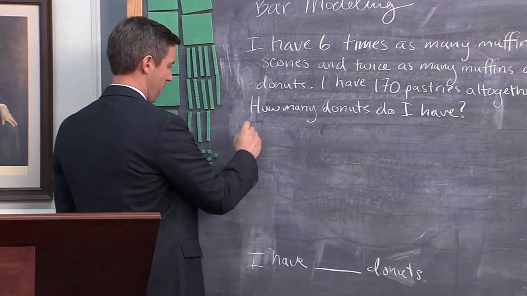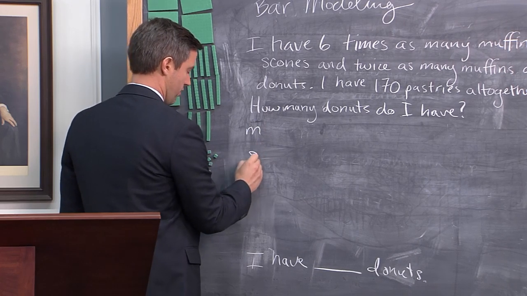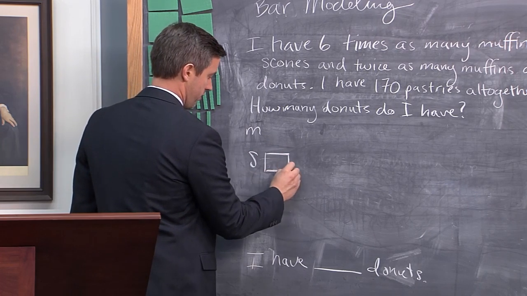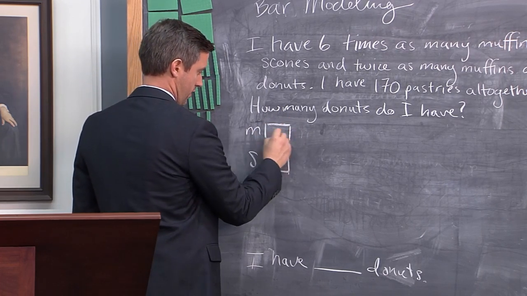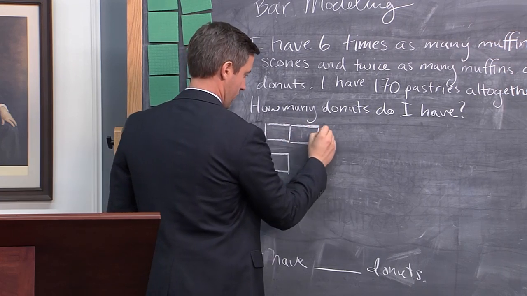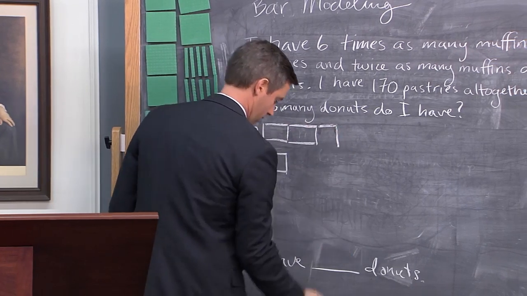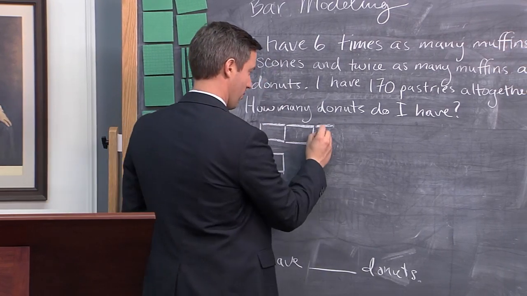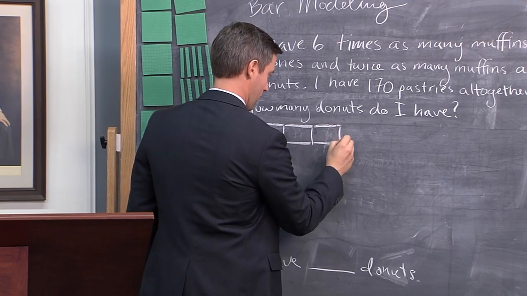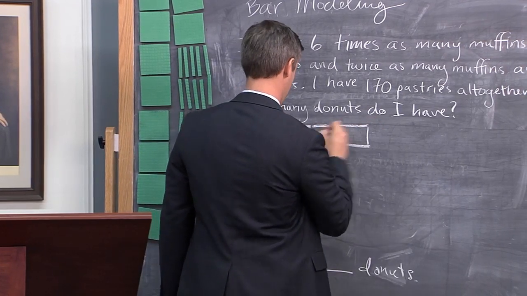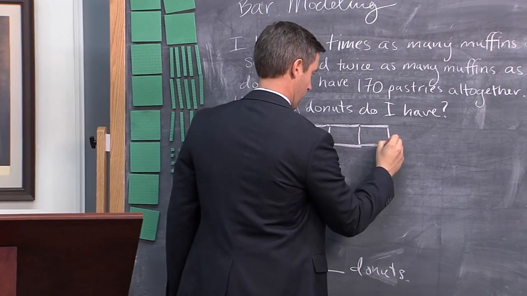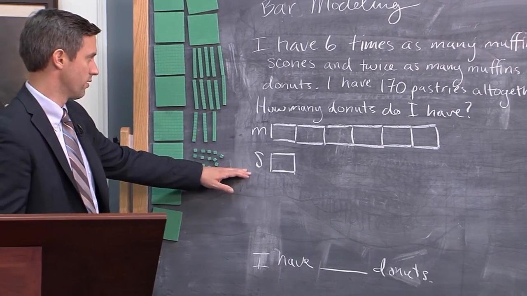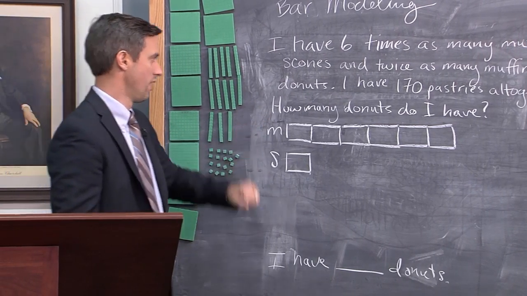So I know I have muffins and I have scones. And if my scones is 1 unit, my muffins is going to be 6 units. Sorry, I'm a bit of a perfectionist. It probably still won't come out perfectly, but so 6 times the number of muffins as scones. Okay, I could draw that and continue.